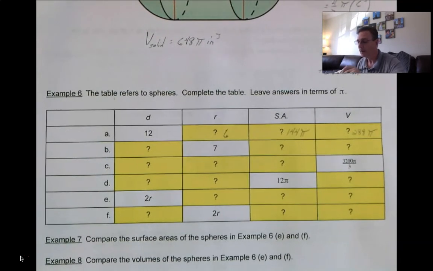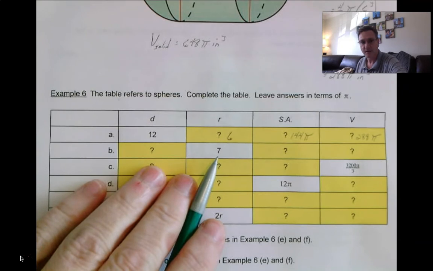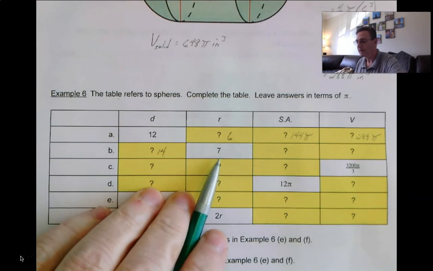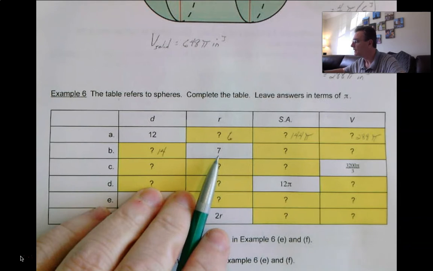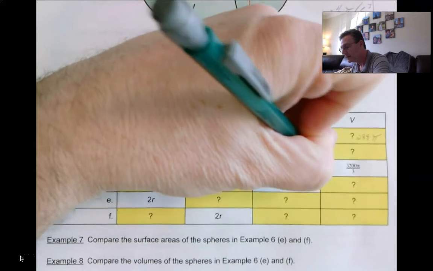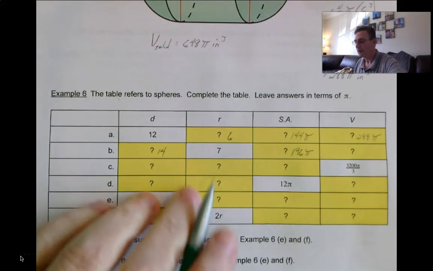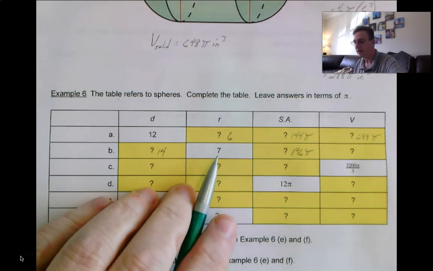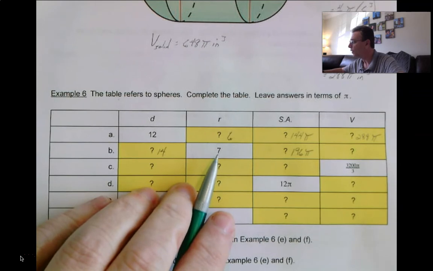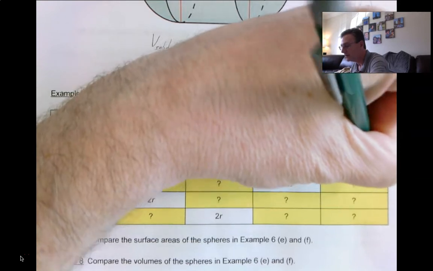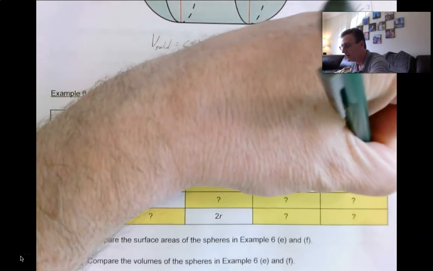Alrighty, part B. If the radius is 7, then the diameter is 14. If the radius is 7, then 7 squared is 49. 49 times 4 gives us 196 pi. 7 cubed is 343, doesn't divide evenly by 3, so times 4 is 1,372 pi over 3.